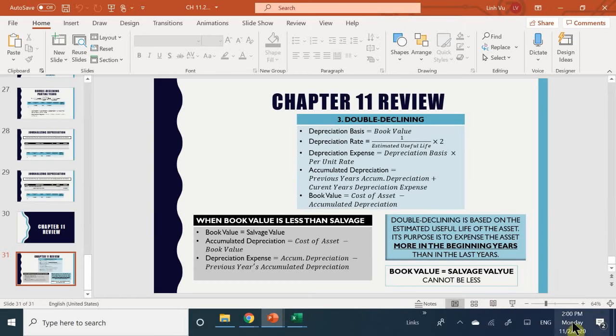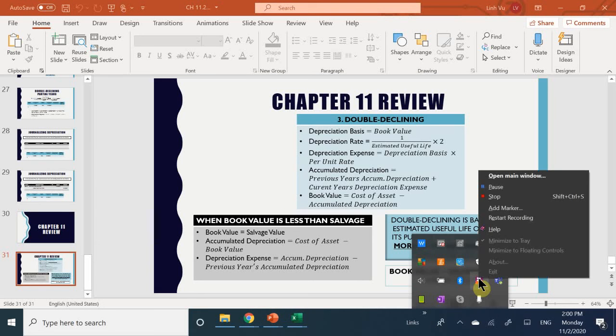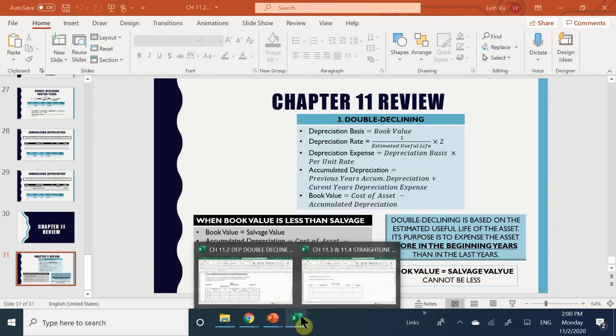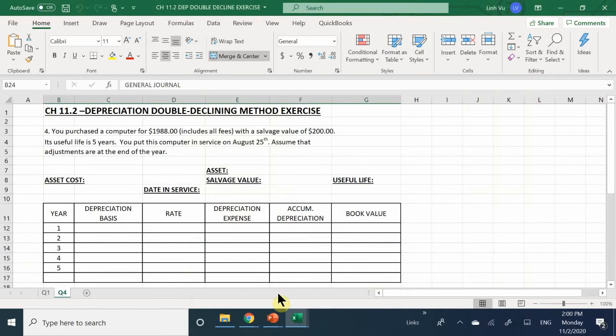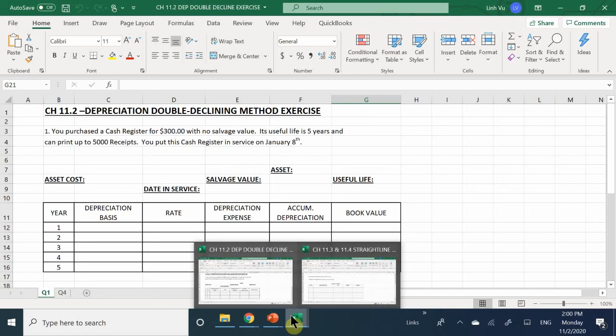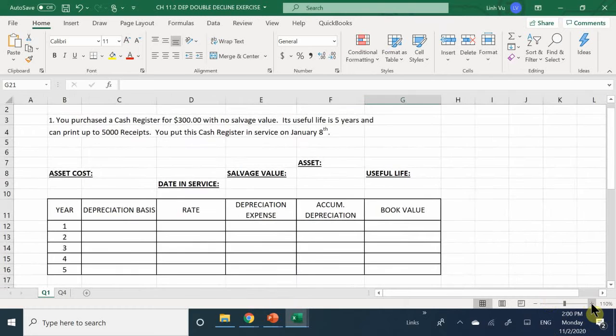Any questions in regards to chapter 11.2? I have nothing yet. Not so far. Okay, so here we are with the example. Is this the right one? Here is the 11.2 double declining example. So let's go ahead and get started with this example here.